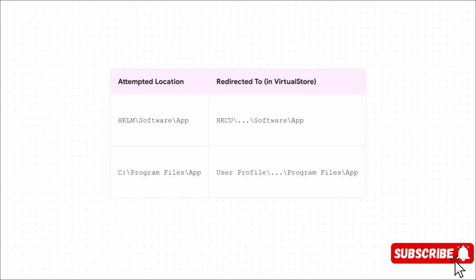So if an old program tries to save a configuration file to, say, the main program files folder, Windows might actually stick it in a hidden folder under your user profile instead. Same thing for the registry. If it tries to write to the main HKEY_LOCAL_MACHINE key, it gets shuffled over to a virtual section under HKEY_CURRENT_USER. It's this amazing, seamless compatibility layer that keeps old software alive without sacrificing modern security.